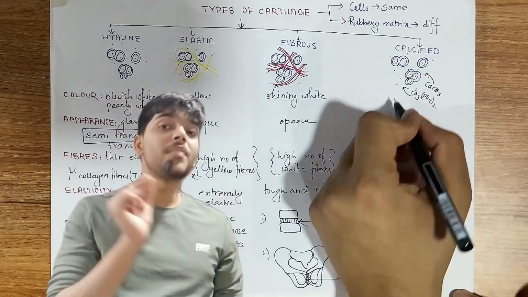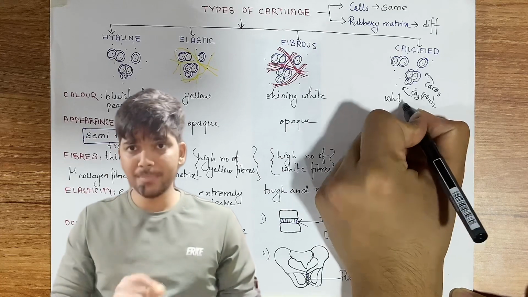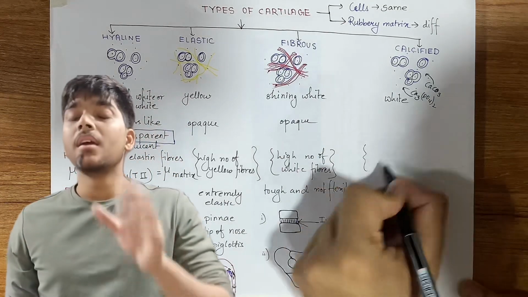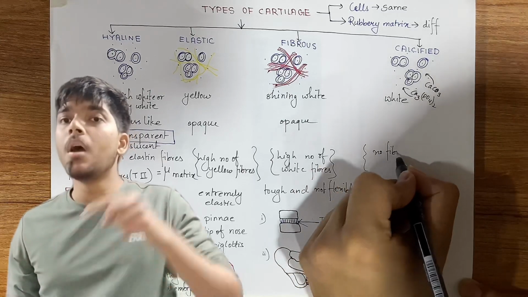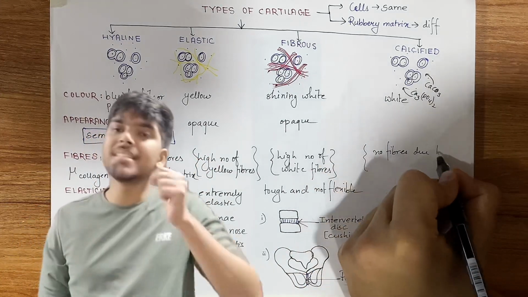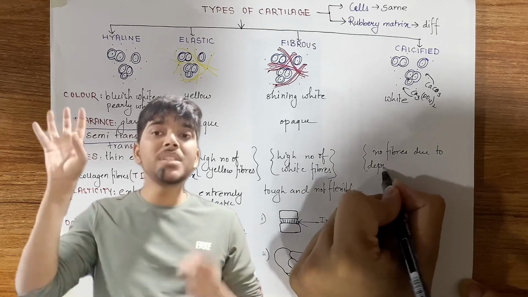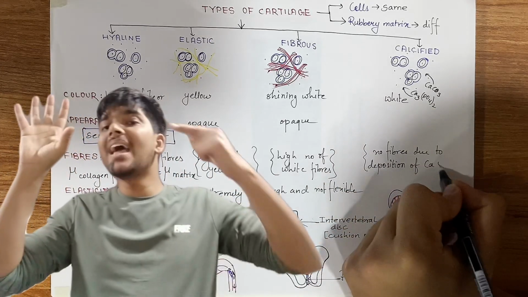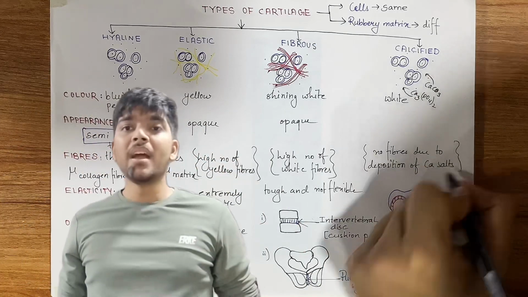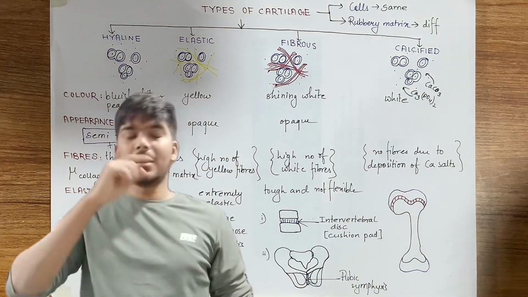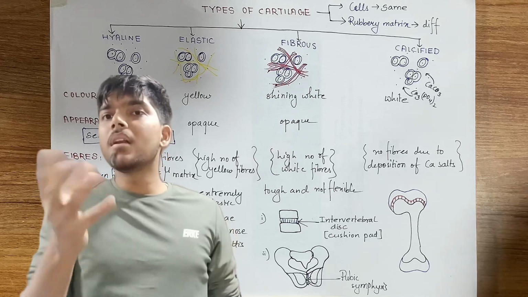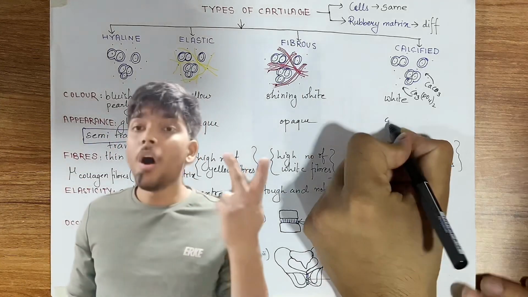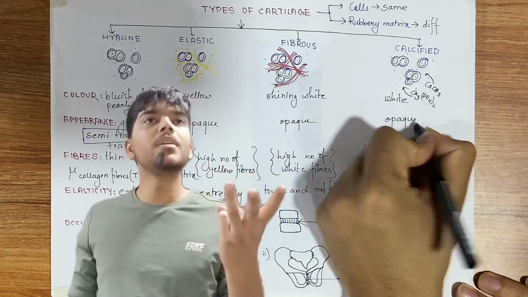And the last type of cartilage is your calcified cartilage. Calcified cartilage, color, it is white in color. Why? Because calcified cartilage is formed when hyaline cartilage gets calcified. That is, when there is deposition of calcium salts in hyaline cartilage, it turns into calcified cartilage. And since bone gives off a white color, the color of calcified cartilage is obviously white. So that's the color. Appearance, opaque.